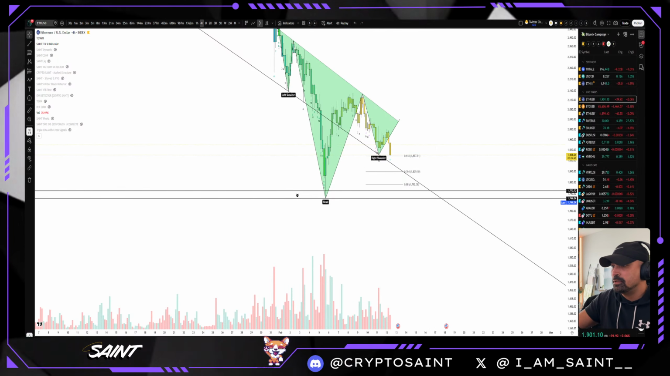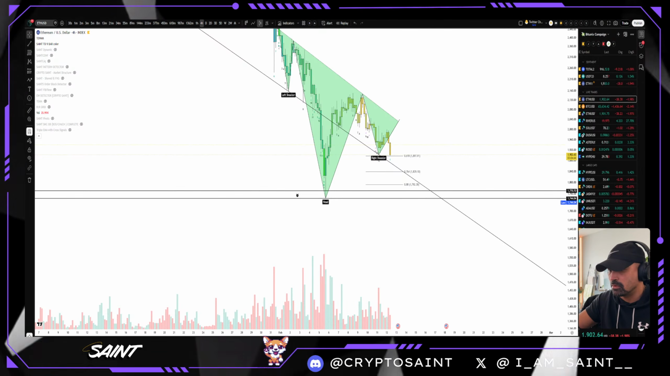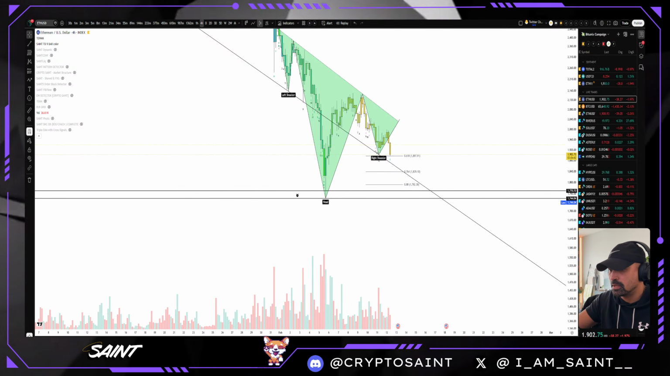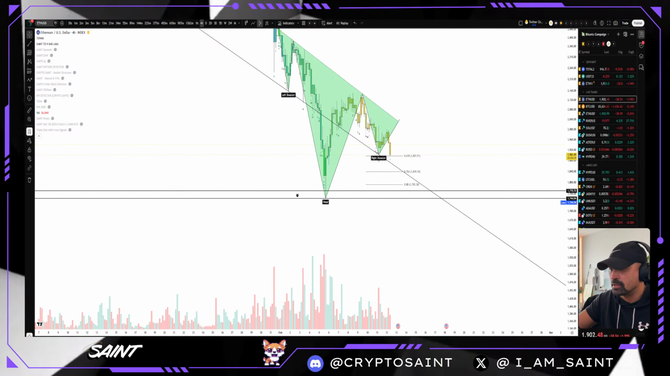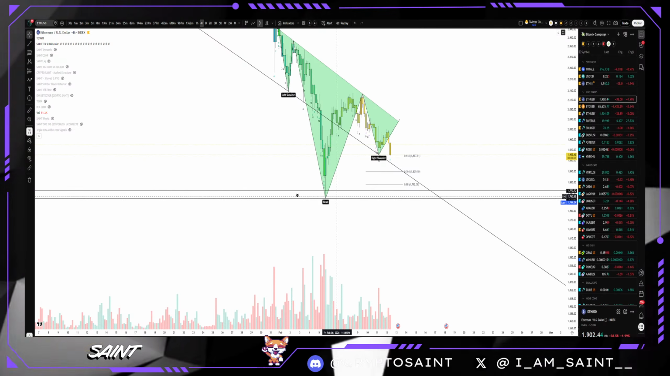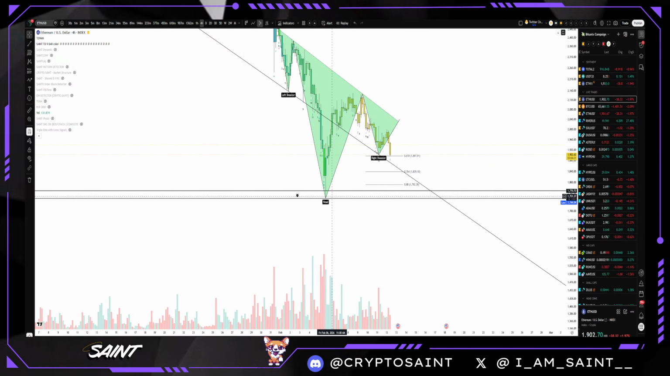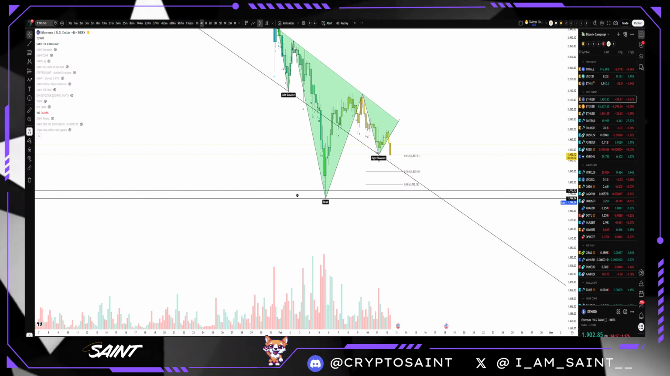Let's see if 618 can hold. That's really what it comes down to, is if 618 can hold. If we lose 618, then it's on to the next level. All these right over here would be considered bullish retests. It becomes invalidated when we break below this area.